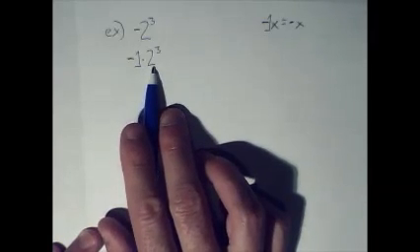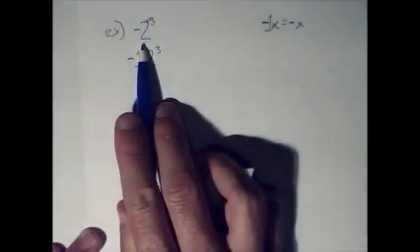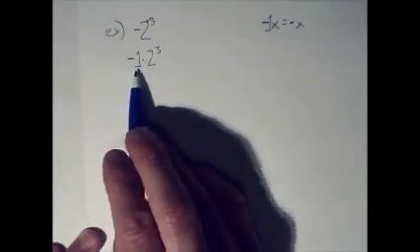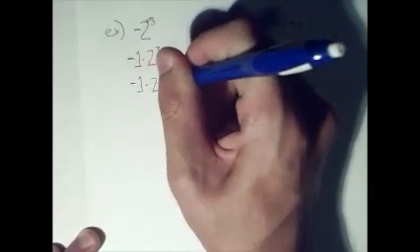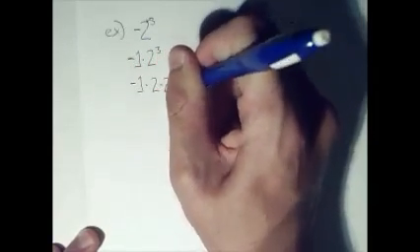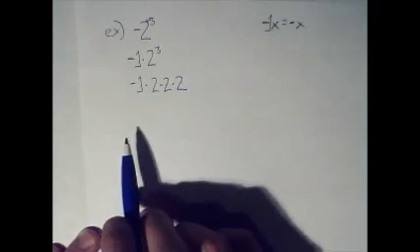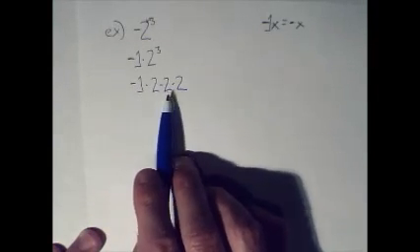What this really means expanded out, that 3 only applies to what it's attached to. It's only attached to that 2. That negative, again, is my coefficient. It's actually a negative 1. What this means expanded out is negative 1 times 2 times 2 times 2. It's my base 2 times itself 3 times. What this means is negative 1 times 2 times 2 times 2.